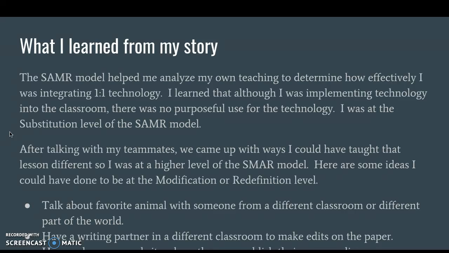So I talked to my teammates and I said, how could I have made this at a higher level based on the SAMR model? And we decided to have the students talk about their favorite animal with someone from a different class or a different part of the world, having a writing partner in a different classroom to make edits on the paper, have a classroom website. So I think those are some really good suggestions.